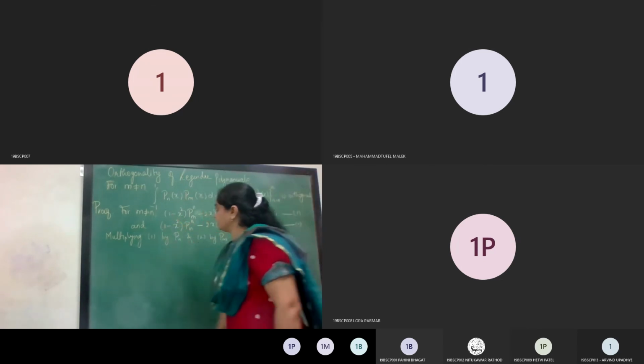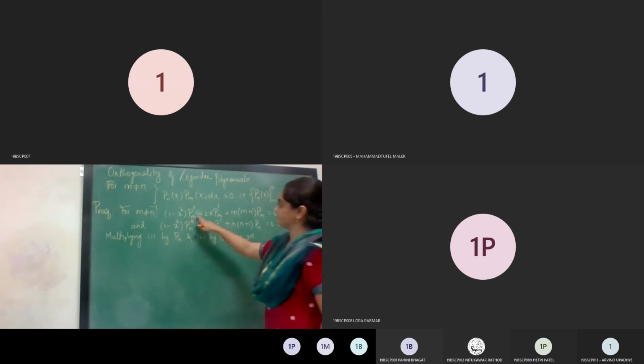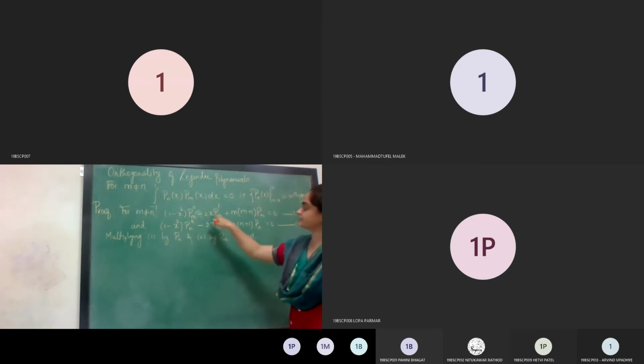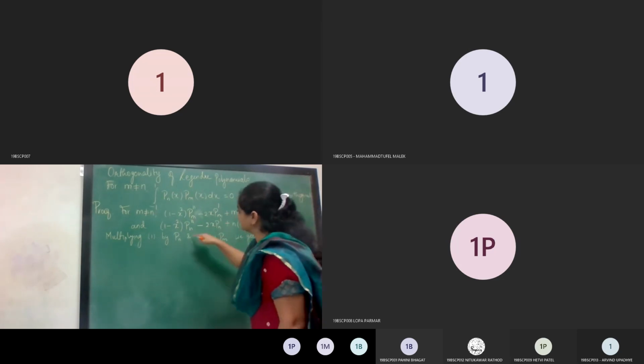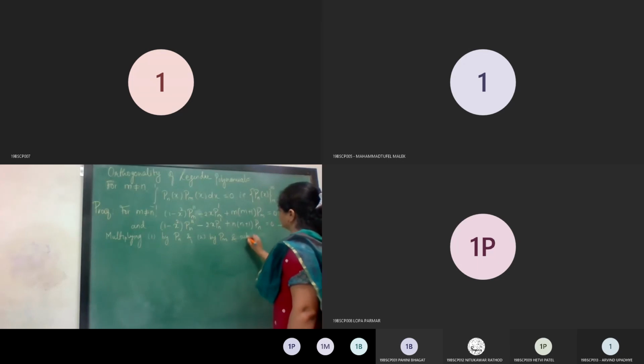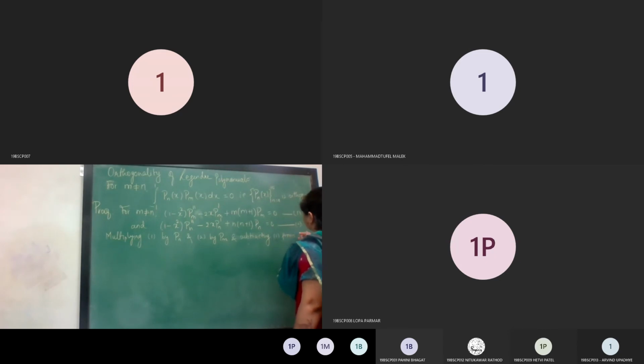1 minus x square will be common for both of these. Then we will have Pm double dash into Pn. Here we will have Pn double dash into Pm. Similarly, minus 2x will be common in the corresponding terms, and then further simplification. And actually after this, let us subtract. So multiplying 1 by Pn, 2 by Pm, and subtracting 1 from 2 or 2 from 1, subtracting the resulting equation.